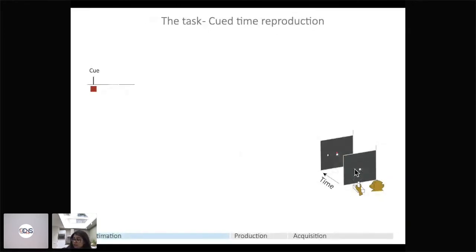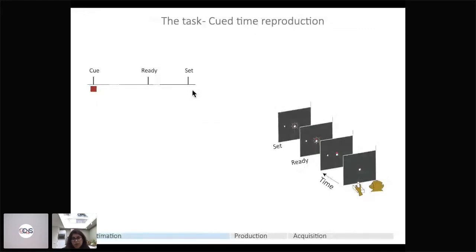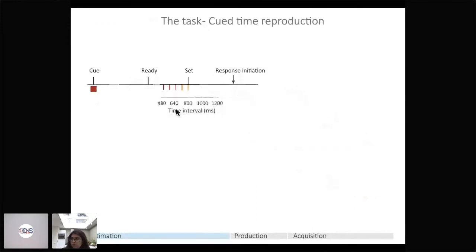So here's what the task looks like. The monkey is fixating. And let's say on a given trial the cue is red, a ready flash comes on, a set flash comes on. So the monkey has to reproduce this interval and it makes a delayed saccade, hopefully at the right time or around the right time, depending on perception. Now, on a trial where the red cue appears, any of these five intervals could have been sampled. And if the blue cue had appeared, any of these five intervals.